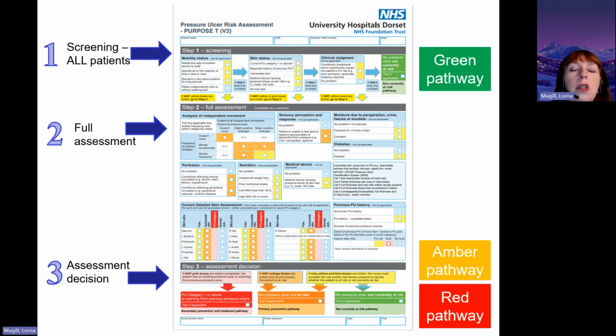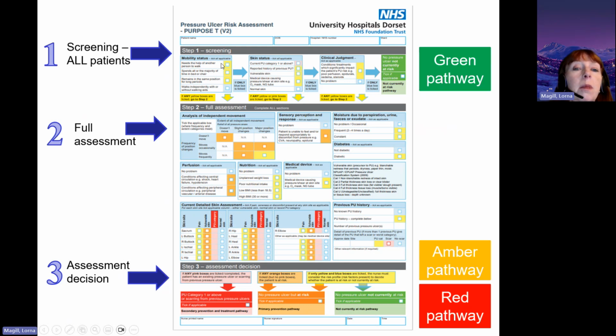So for 2 minutes, I just want us to look at it at its very overarching level for simplicity, and we will then work through each of the steps in detail. So we can see here we have step 1. We screen all of our patients. Blue boxes indicate no problems, normal skin, and no risk factors identified. So you would immediately screen that patient out and they would be on a green pathway.